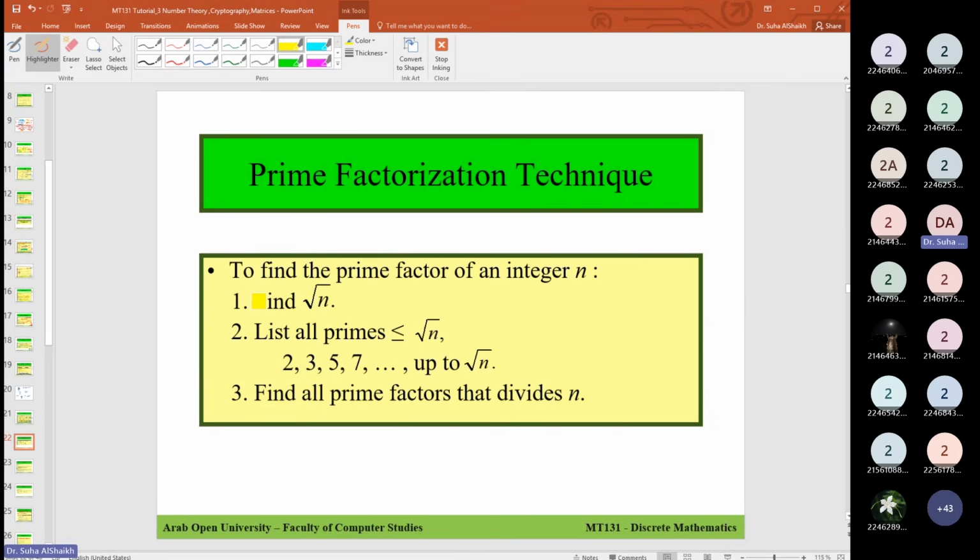First, we find the root of the number. Then we list all the primes less than or equal to the root of this number. Then we check if any of those primes divides my n. If one of them divides n, that means n is not prime, it's composite. If none of them divides my number, that means my number is a prime number in this case.